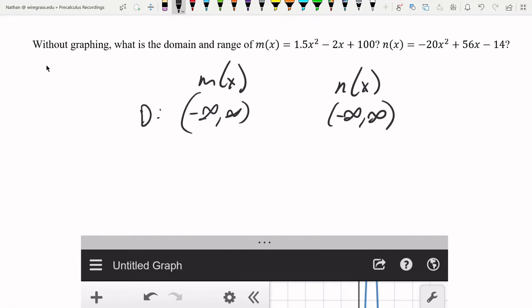So let's find the vertex for m of x. We're going to do, let's see, x for m. It's going to be -b. b is -2 here. So it's going to be +2 over 2 times a. a is 1.5. 2 times 1.5 is 3. So 2/3 is the x-coordinate of the vertex for m of x.